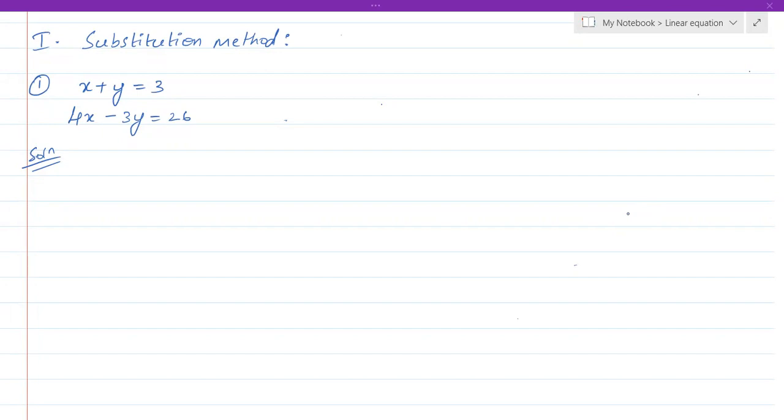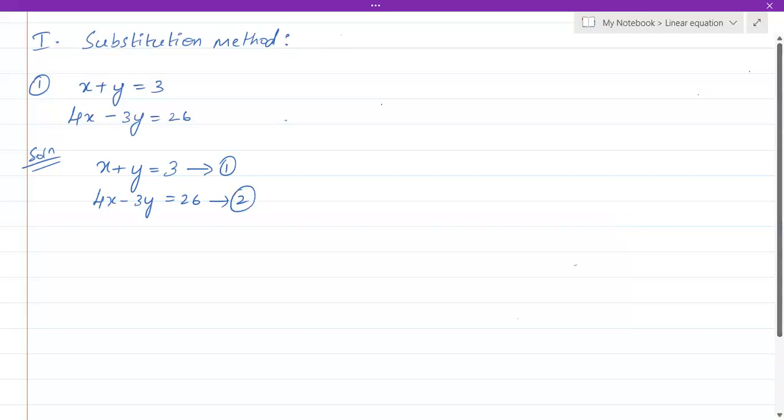x plus y is equal to 3 and 4x minus 3y is equal to 26. Now let's take the first one, x plus y is equal to 3, as the first equation, and the next equation, 4x minus 3y equal to 26, as our second equation. So this is the first step.